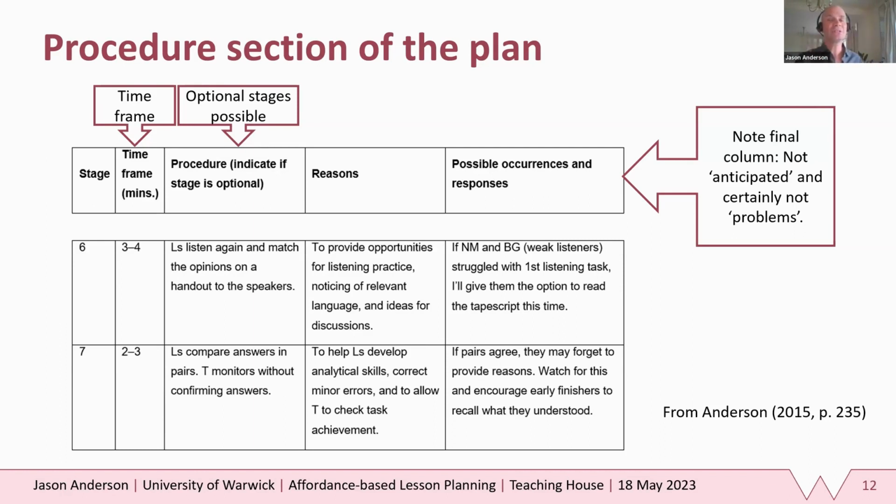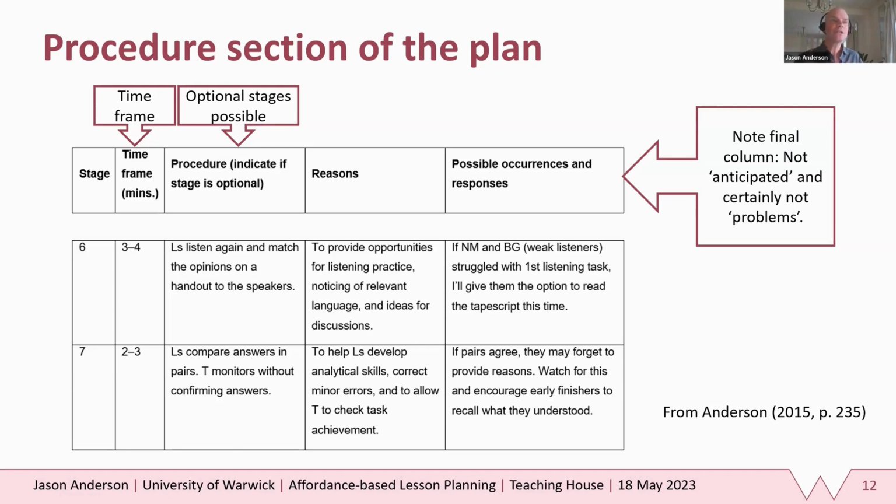So the examples you can see in the lesson plan example, if NM and BG, and these are the initials of 2 students who are weak listeners, struggled, I'll give them the option to read the tape script this time. So it provides, if you like, an opportunity for us as teachers to predict not just general challenges and general possible things that happen, but also specifically for individual learners, this idea of differentiation, which Bobby also touched upon earlier. And in the 7th stage of the lesson plan, I've got a possible occurrence and response as well. Cool. So there we go.